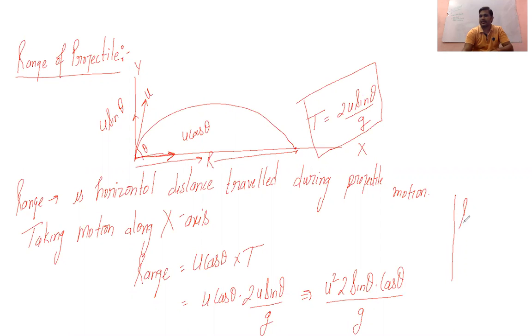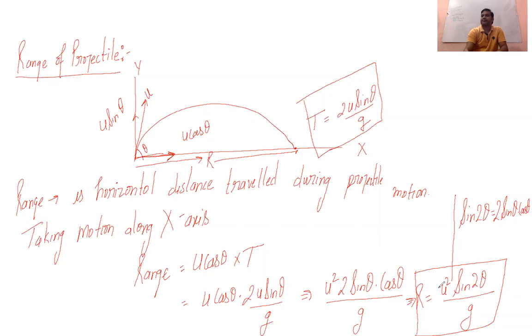So this is the formula. You should remember the half angle formula: sin 2 theta is equal to twice sin theta into cos theta. So in place of 2 sin theta cos theta, the range can be written as u square sin 2 theta upon g. So this will be the range of the projectile.